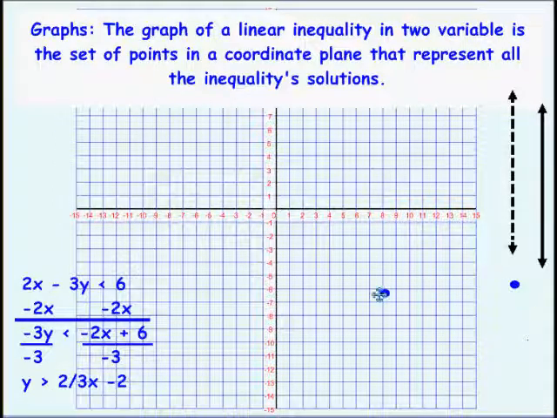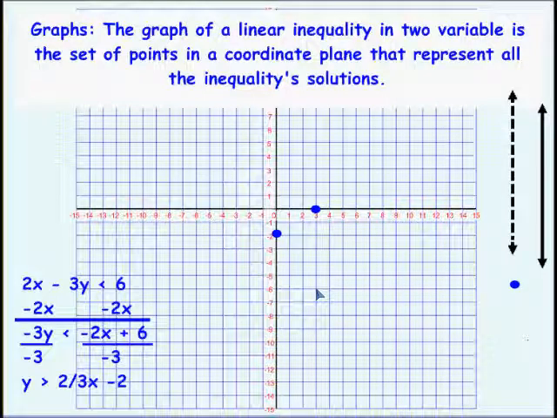So first I'm going to do the y-intercept, which is at a negative 2. And then I'm going to use my slope here, up 2 over 3 from our 2/3. So up 2 over 3, and I have my coordinate points to draw my line. I need 2 points to be able to draw a line.